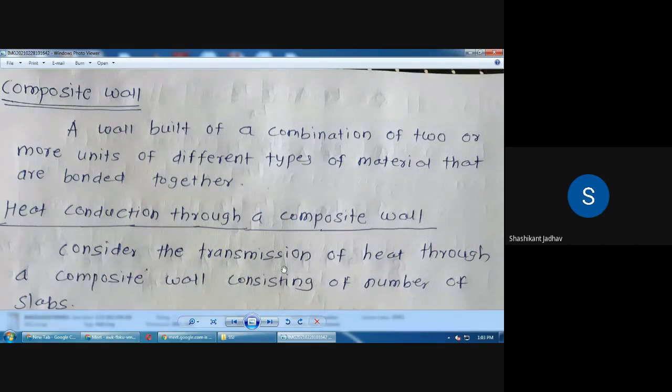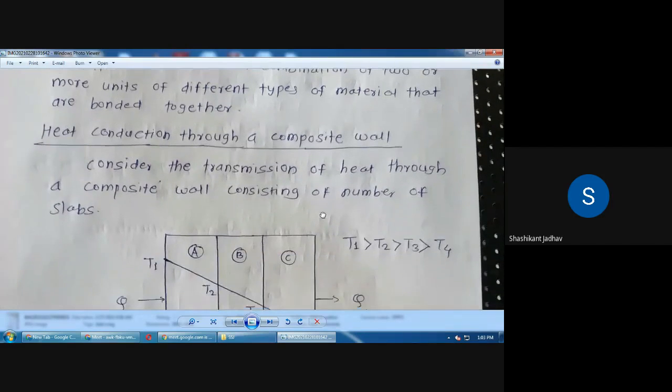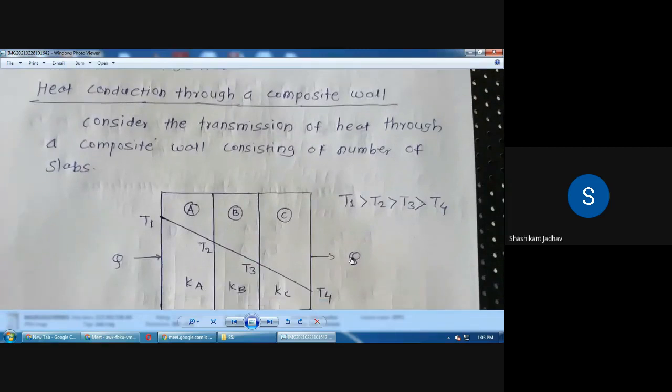समजलं का बघा, प्लेन वॉल मध्ये आपण फक्त एक लेयर कन्सिडर केलेला. For the composite wall we are considering two or more layers which are bonded together, having different materials. So our aim is to calculate the heat conduction through a composite wall. So write down the next line, next heading: heat conduction through a composite wall.